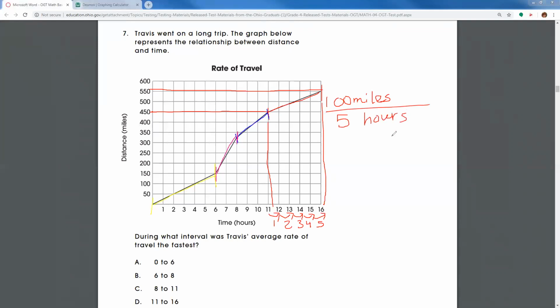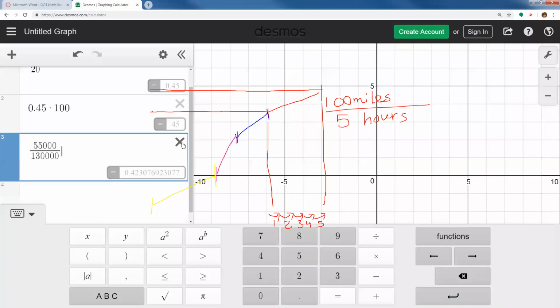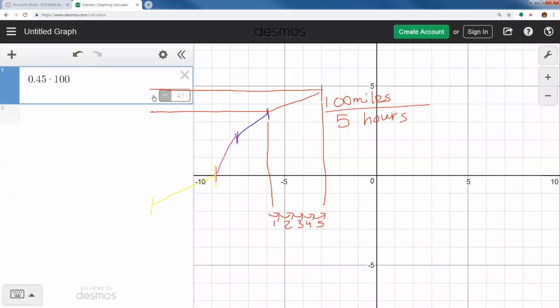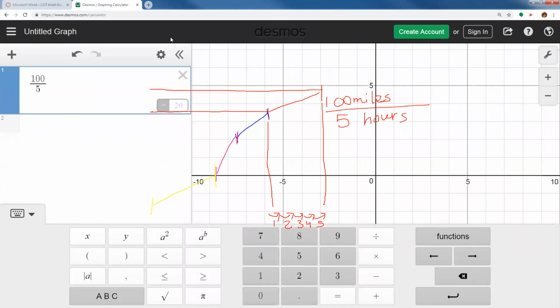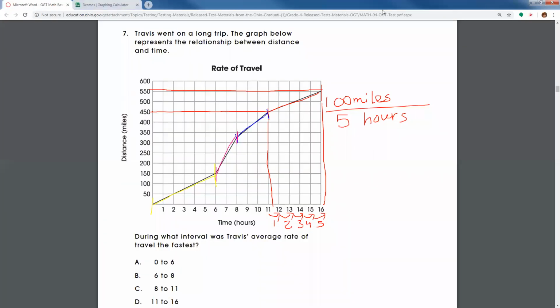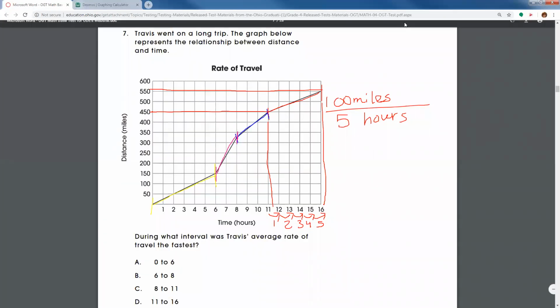How fast is that? We have to divide, because miles per hour is speed. You see it on your highway sign. 20 miles per hour. Does that sound very fast? No.